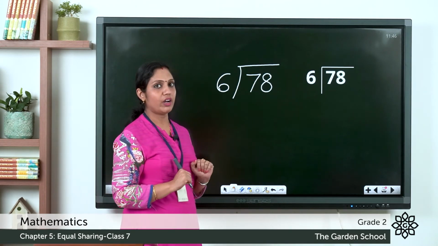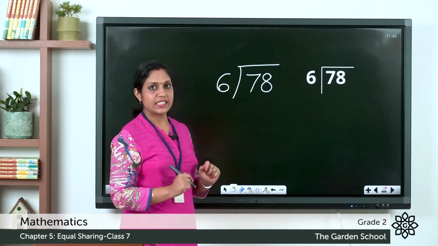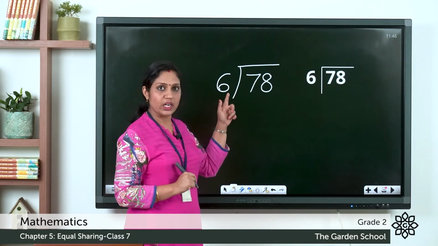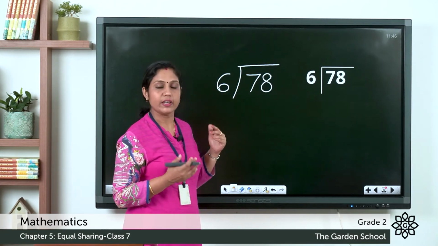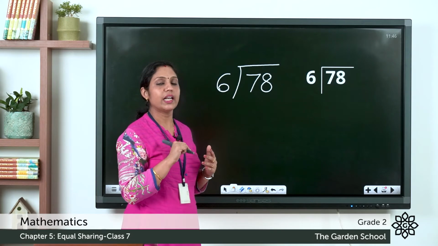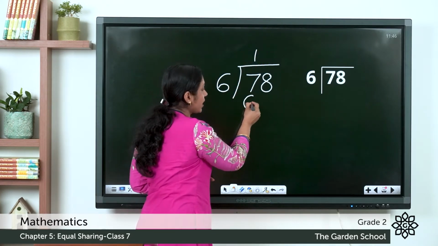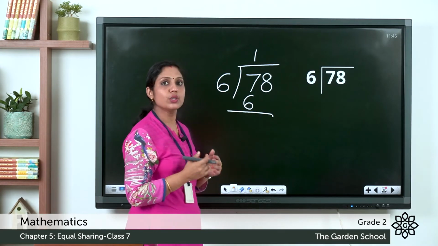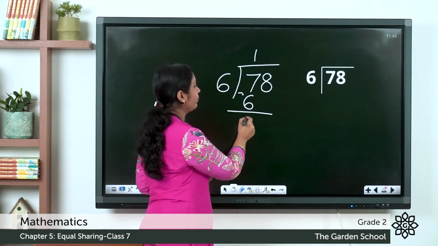We'll take one number at a time. So which number do we have to take first? We have to take the number 7. So 6 ones are 6, 6 twos are 12 and the 12 is greater than 7. So what do we have to do? We need to take the number less than 7. So 6 ones are 6 and the next step is to subtract. So 7 minus 6, it is 1.